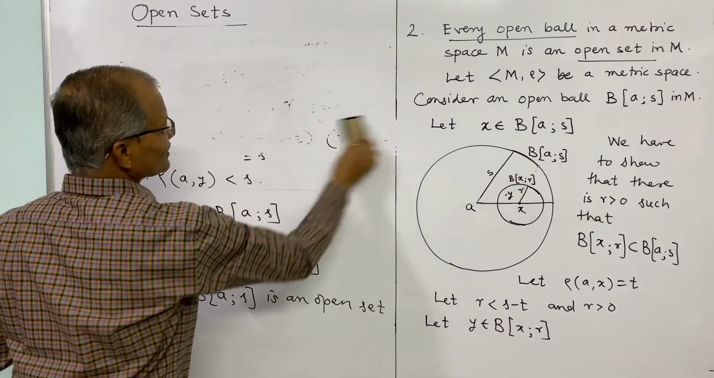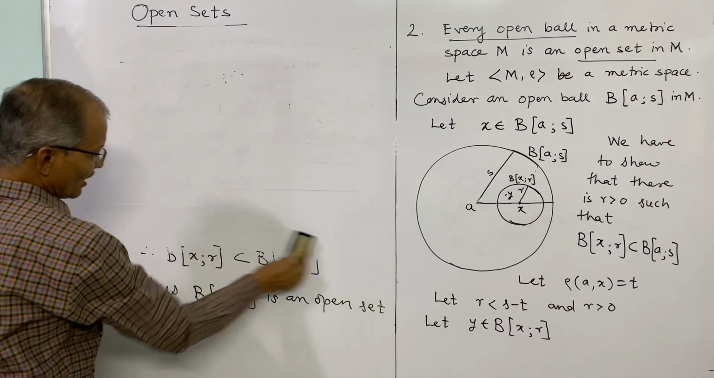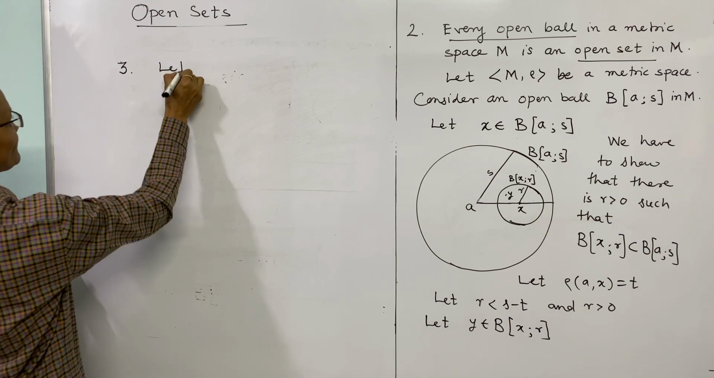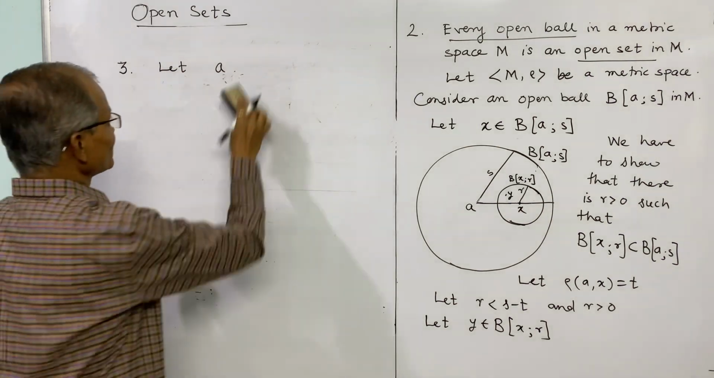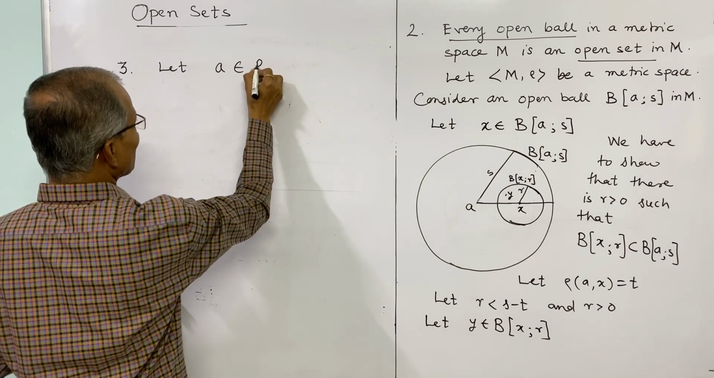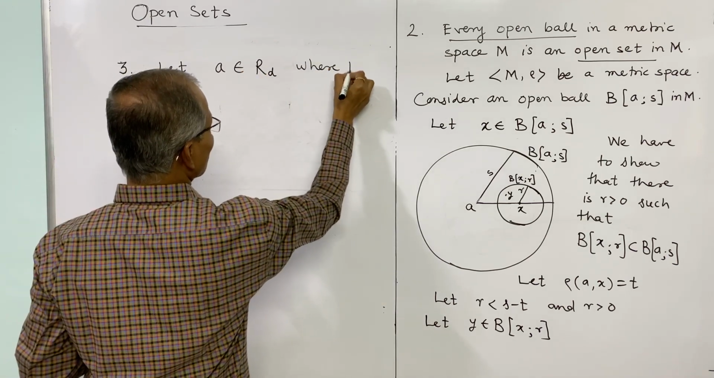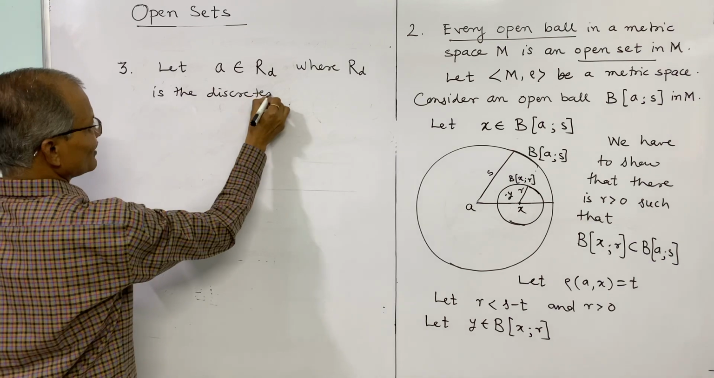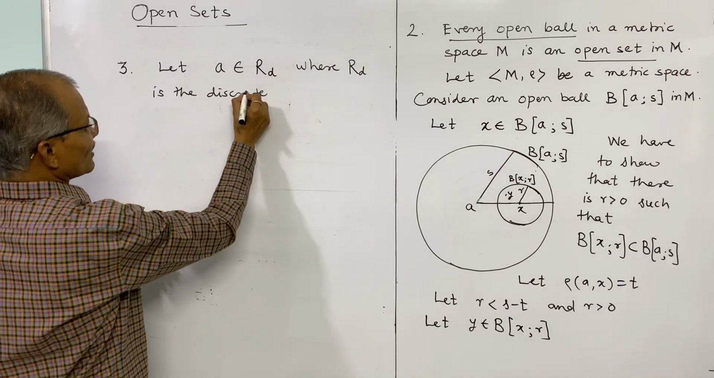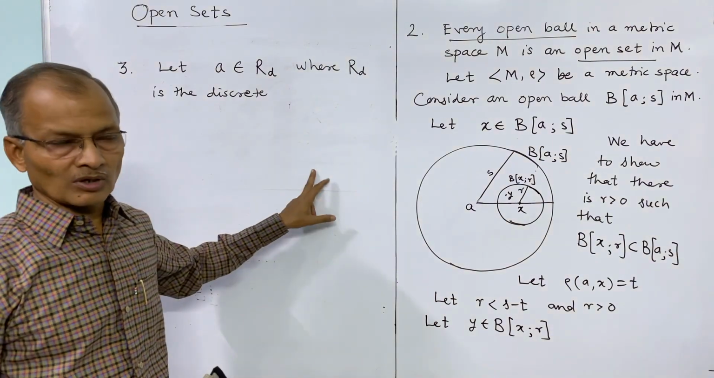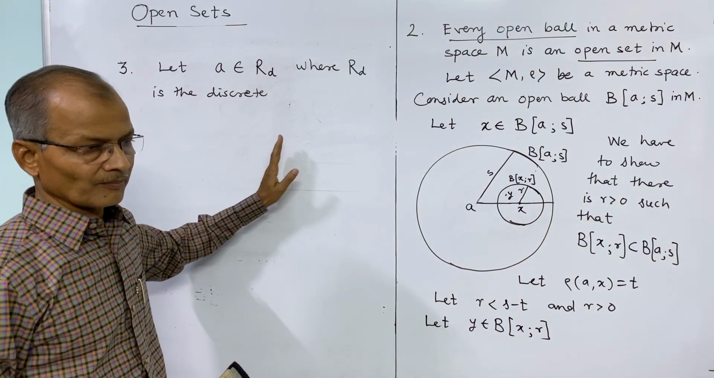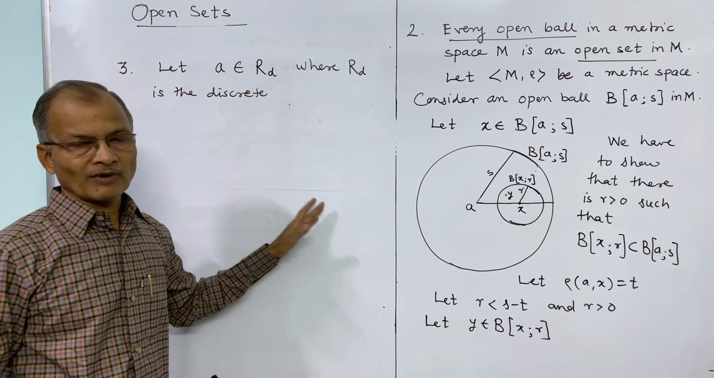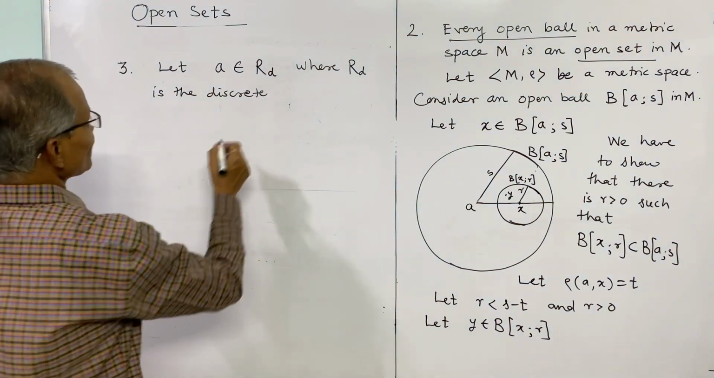Now the third example can be considered for a discrete metric space. Let RD be a discrete metric space. Let A be a point, A belongs to RD, where RD is the discrete metric space. Discrete metric space, we know we have seen earlier as an example. That means there are only two measures. The distance between two points is either 0 or 1. When 0, the points are equal, and when 1, the points are distinct. So that is the discrete metric space.